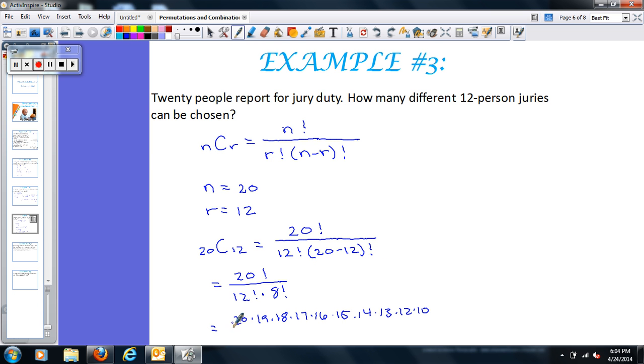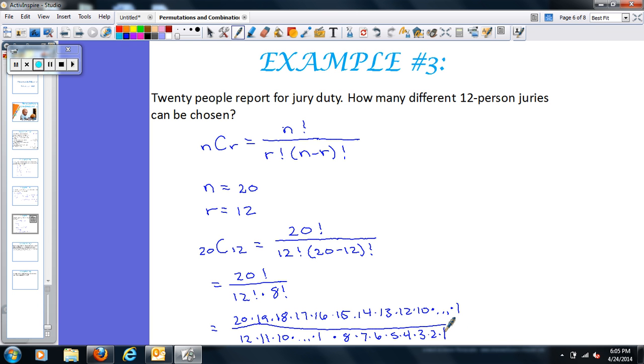Okay. Now, times dot dot dot times 1. So the dot dot dot means that the pattern continues down to 1. Okay? Now, I have 12 factorial, which is 12 times 11 times 10 times dot dot dot times 1. Okay? Times 8 times 7 times 6 times 5 times 4 times 3 times 2 times 1.